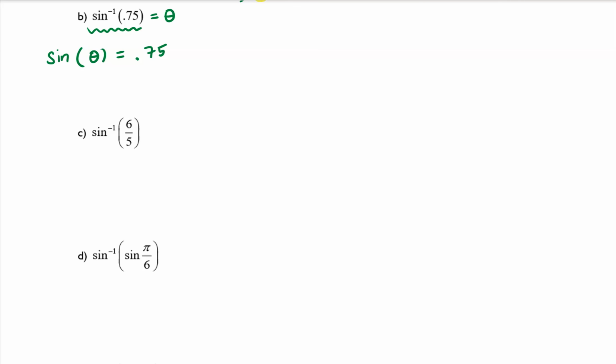So another thing to notice here is that 0.75 is not one of those values that can be commonly found on our unit circle. So some sine values that we might think of on the unit circle are 1/2, 0, 1, root 3 over 2, and root 2 over 2.